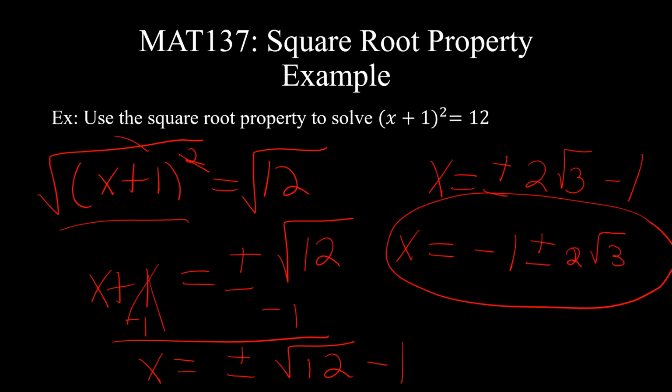Please let me know if you have any questions, but the biggest thing to remember is when you're using the square root property, whatever term is being squared, you want to isolate it. And when you take the square root of both sides, you need to remember to consider both the positive and negative cases.